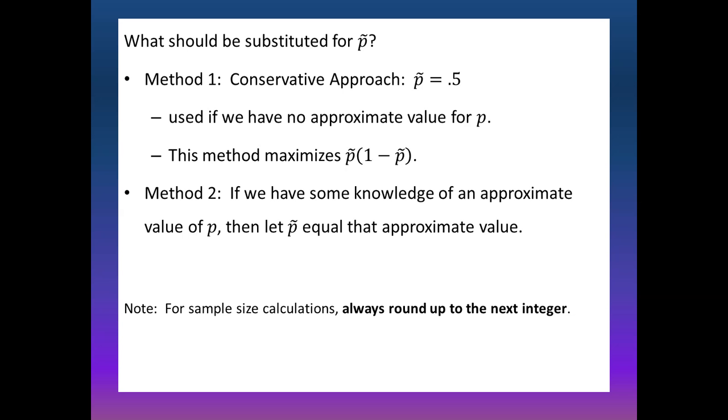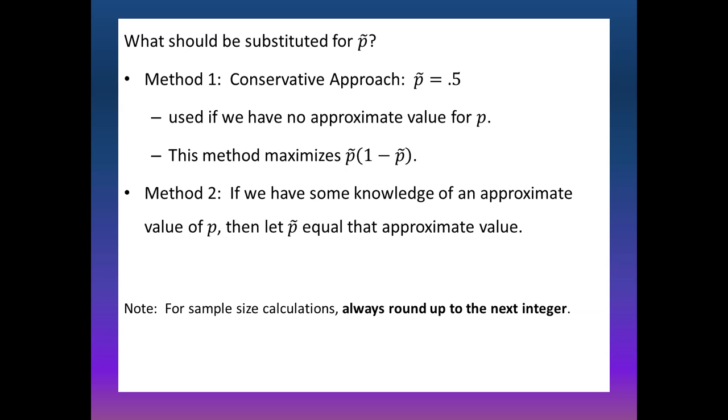The other method, if you do have some knowledge of an approximate value of p, then set p tilde equal to that. So if there was a previous study that was identical but maybe done a year ago or 2 years ago, and you have the sample proportion there and you don't think it's changed too much, you could say, well, it should be close to this number, and then that's the number that you can substitute in.